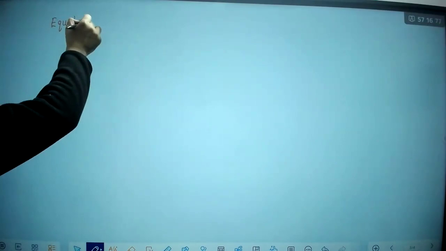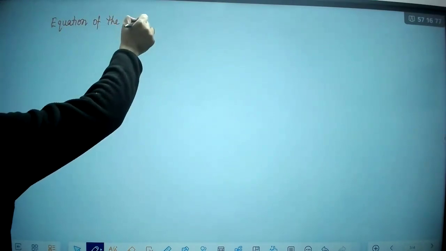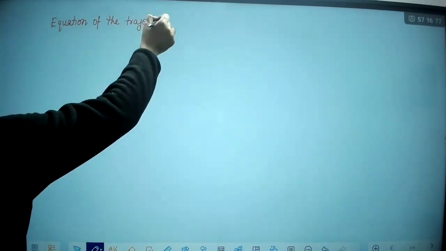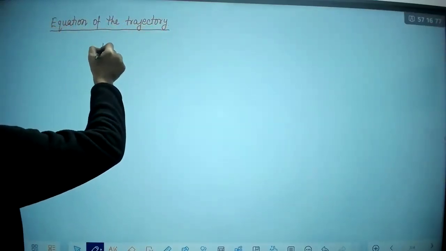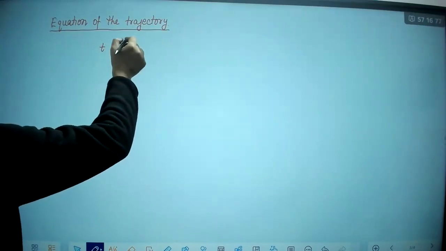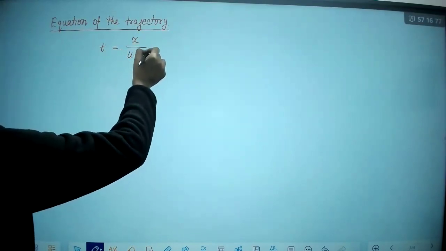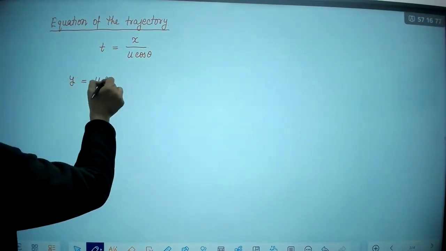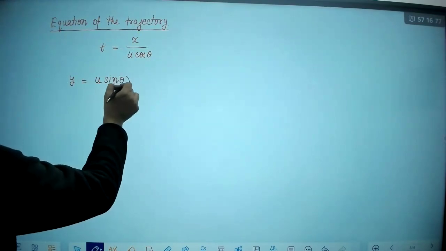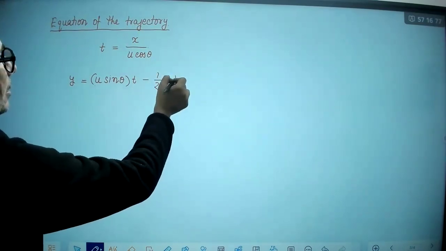So first is the equation of the trajectory. What did I find out? That time t is x upon u cos theta. And what is y? Y is u sin theta into t minus 1 by 2 gt square.